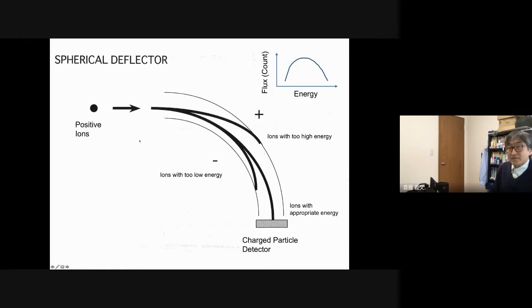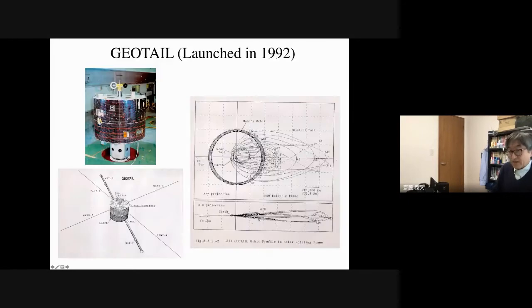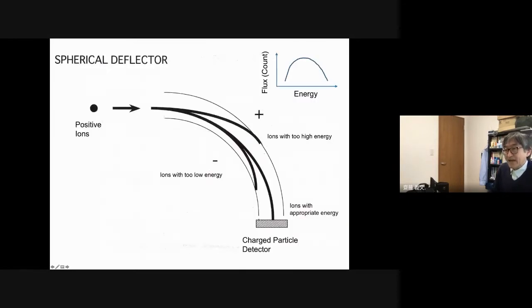Talking about the photons, they will go straight on and collide with the outer sphere first. If we make the surface of this outer sphere absorb these solar photons, the solar photons will not reach the charged particle detector, and this will function quite well in space. This is called a spherical deflector.